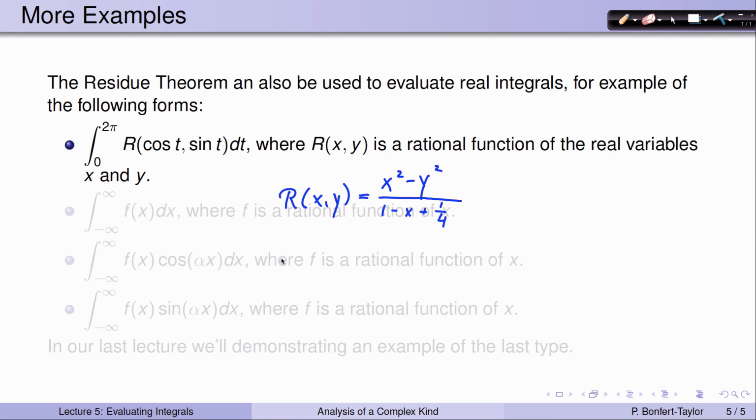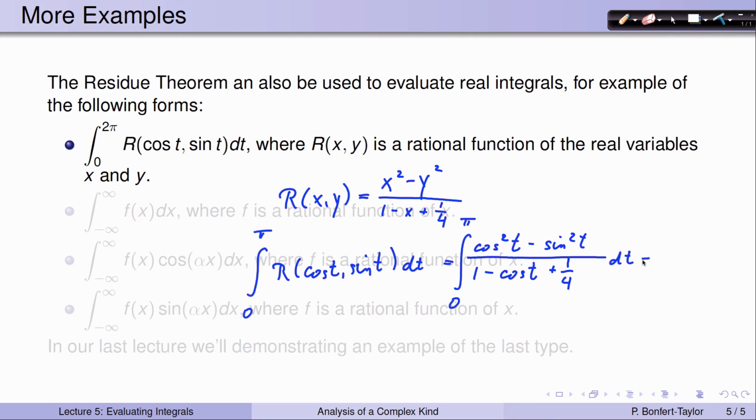When I replace x and y by cosine t and sine t, I find that r of cosine t and sine t equals, for example, cosine squared t minus sine squared t over 1 minus cosine t plus 1/4, and we can actually find this integral using the residue theorem. And it turns out this integral equals pi over 3.